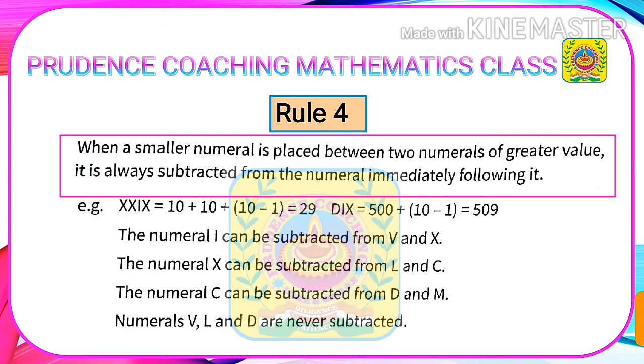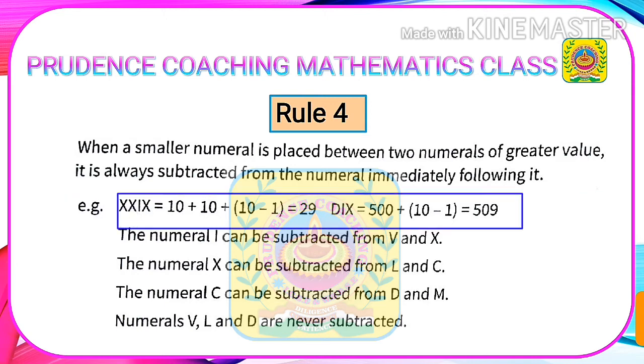As you can find, we have X twice, one after the other. So rule number 1 says that we need to add the two Xs and get the value. So 10 plus 10 will be 20. After that we have I and next we have 10. Here we have X plus X, that is 20. Next we have I and after I we have 10.